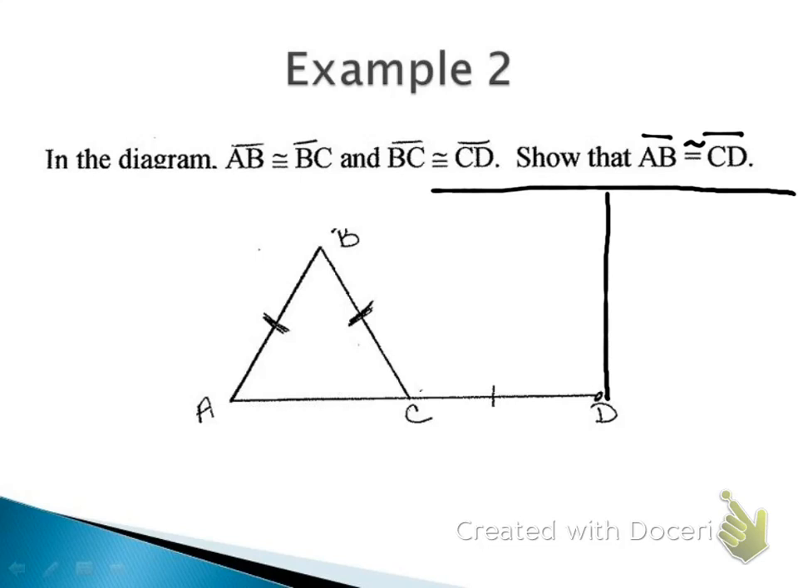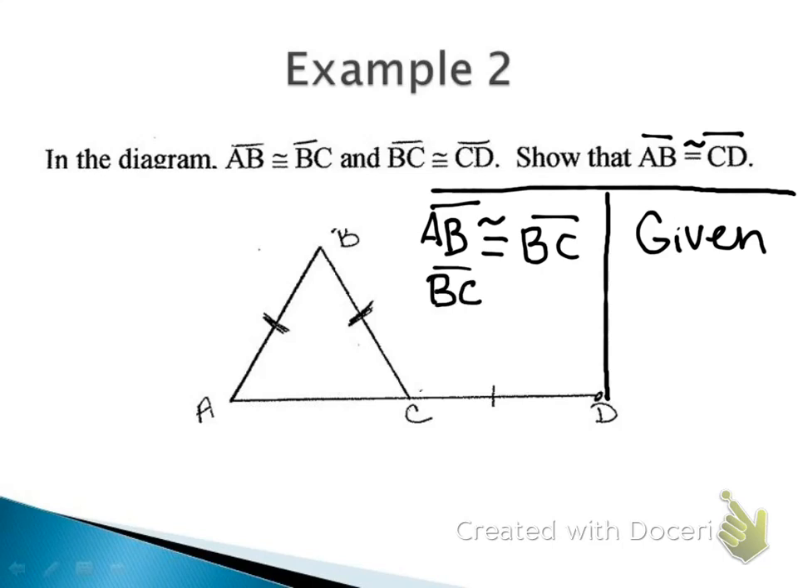Alright, so the whole idea of a 2-column proof is to tell me what you know over here and then tell me how you know it over here. So this is what you know, this is how you know it. Okay? So, one of the things we know is that AB is congruent to BC. How did I know that? It was given to me in the problem. So that's the first thing we know. Then I am told that line segment BC is congruent to line segment CD. How did I know that?